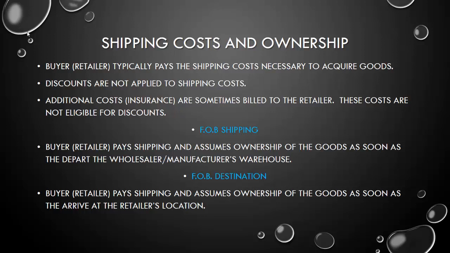FOB destination means that the buyer doesn't assume ownership of the goods until they actually arrive at their location. So if you are a retailer and you are buying from a vendor that is far away from you and it's going to take days for it to get there, if you have FOB destination, that means you don't have actual ownership. You can't put it on your books until it arrives at your location.